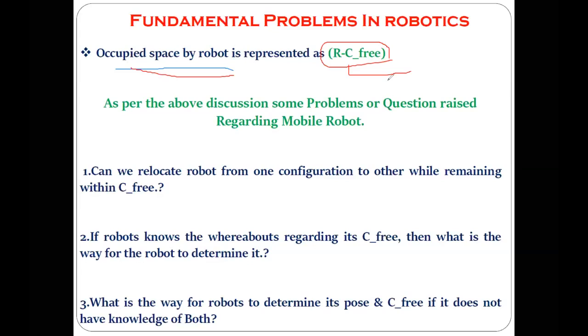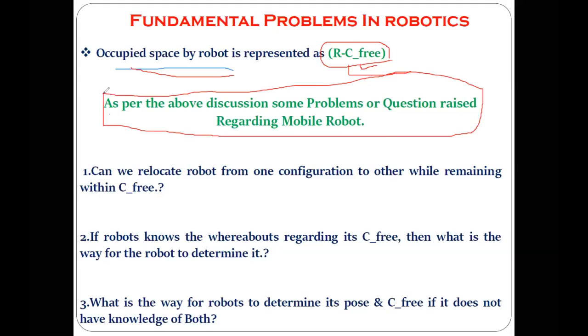Radius minus C free. If you want to represent the space which is occupied by the robot, it is represented like this: R minus C free. C free is nothing but the free space. So from the discussion that we have done up till now, different questions or problems arise regarding the particular robot.